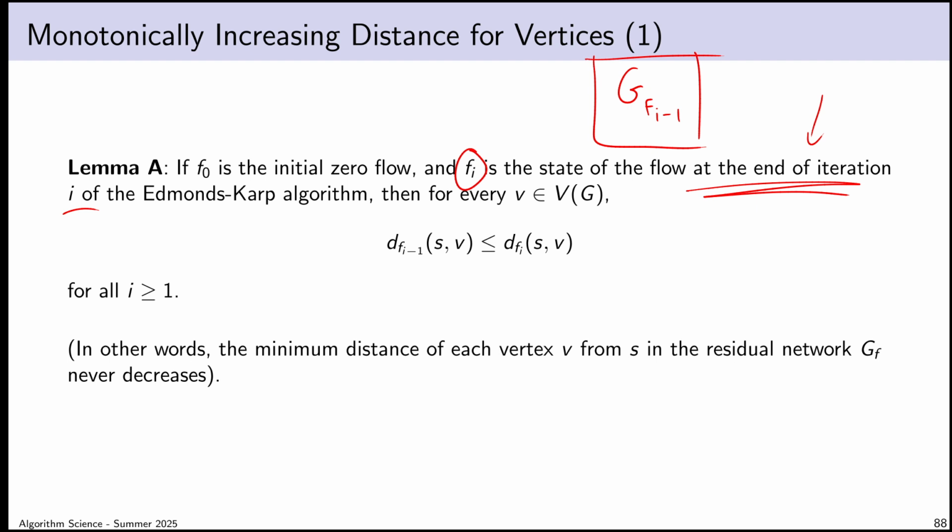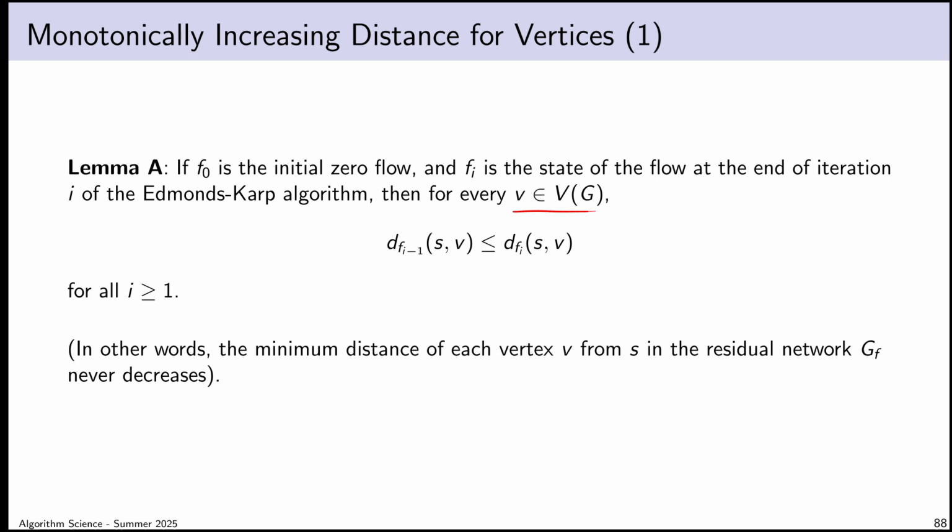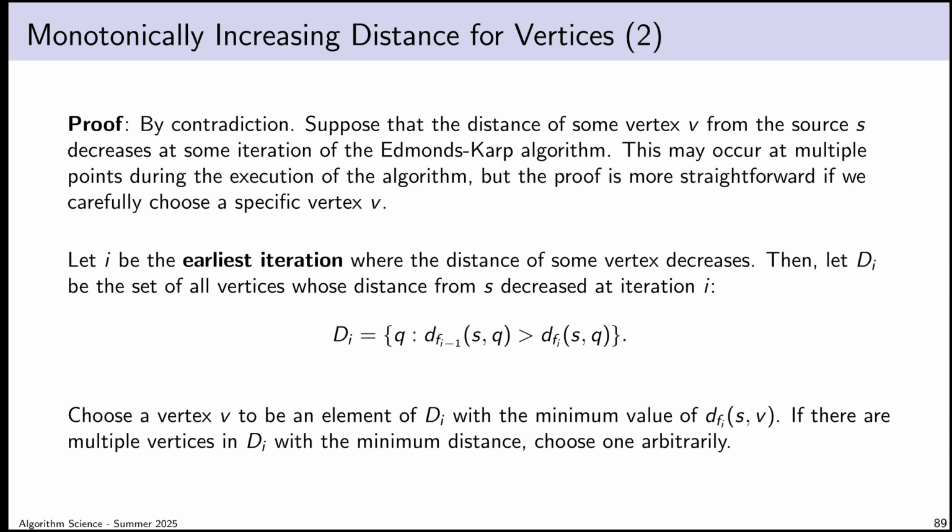Okay, so with that way of numbering our flows, lemma A states that for every vertex in the graph, the distance of vertex V with respect to the flow at step i minus 1 is less than or equal to the distance of vertex V at the end of step i, for all iterations. The proof is by contradiction.